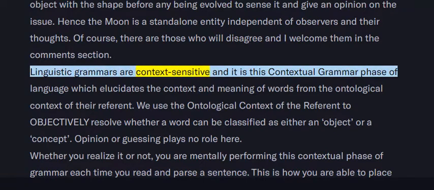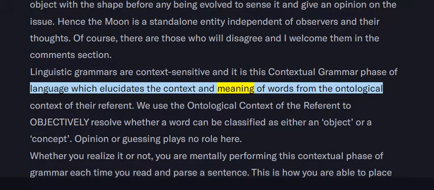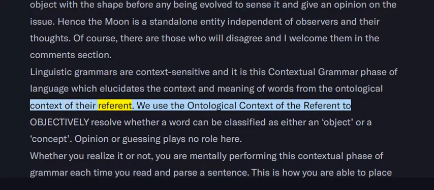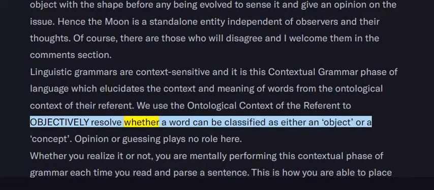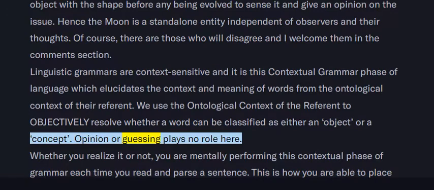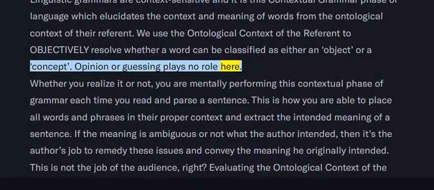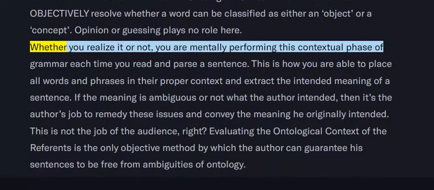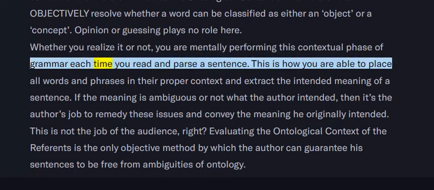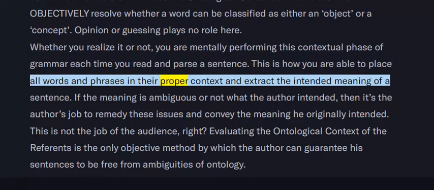Linguistic grammars are context-sensitive, and it is this contextual grammar phase of language which elucidates the context and meaning of words from the ontological context of their referent. We use the ontological context of the referent to objectively resolve whether a word can be classified as either an object or a concept. Opinion or guessing plays no role here. Whether you realize it or not, you are mentally performing this contextual phase of grammar each time you read and parse a sentence. This is how you are able to place all words and phrases in their proper context and extract the intended meaning of a sentence.